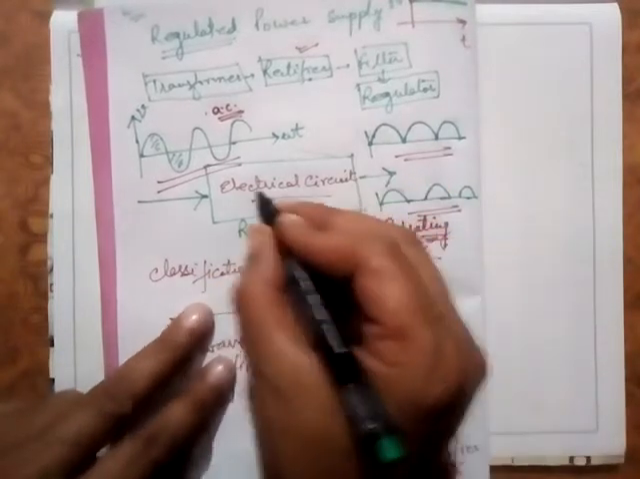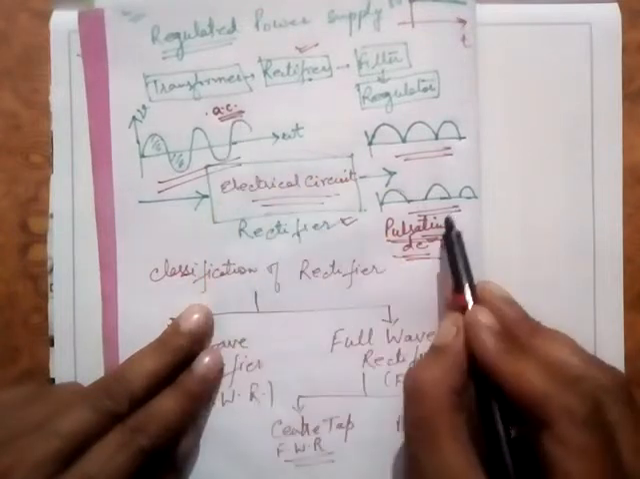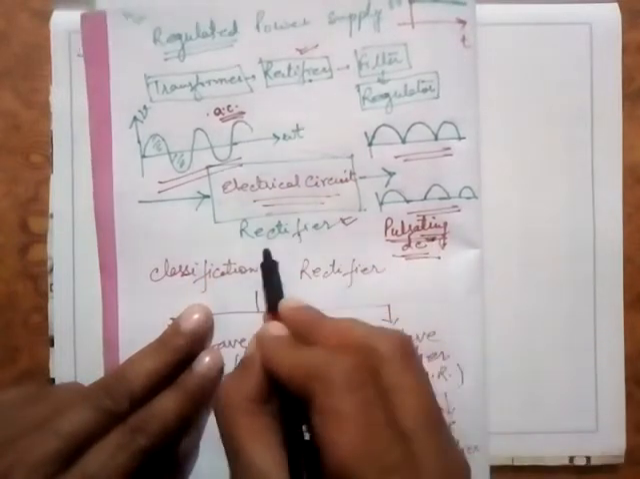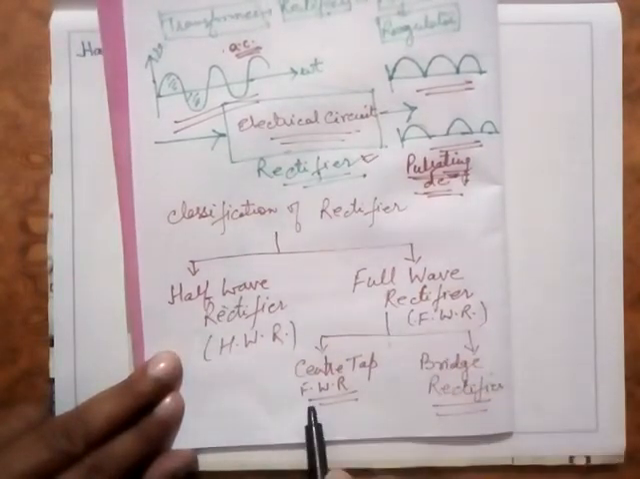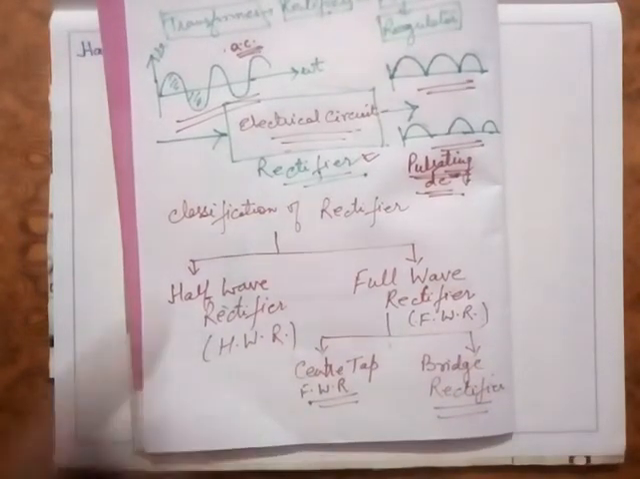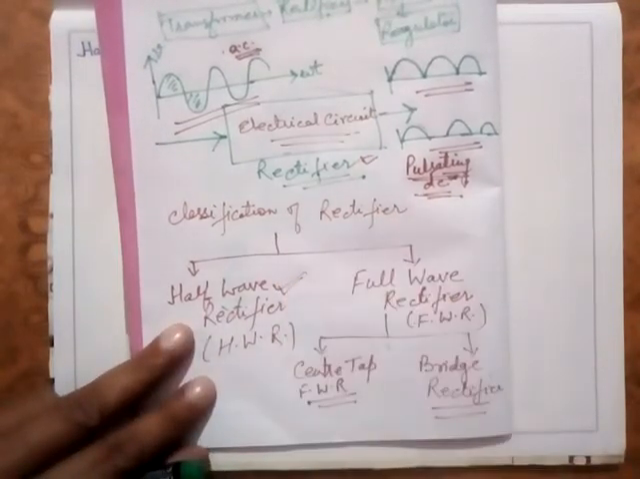Anyway, an electrical circuit which converts an AC into a pulsating DC is called a rectifier, and it is classified into two categories: half wave and full wave. Further, the full wave is divided into center tap and bridge rectifier. So I'll start my discussion with the first topic, the half wave rectifier.